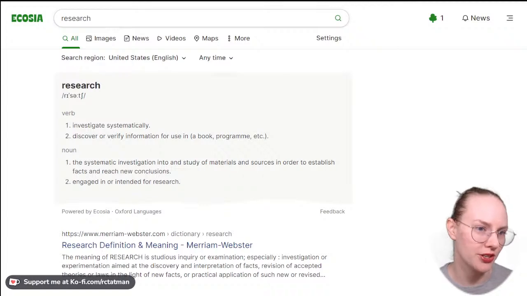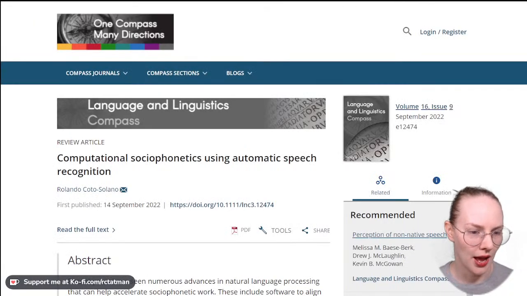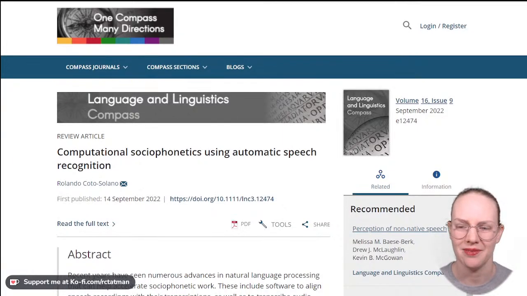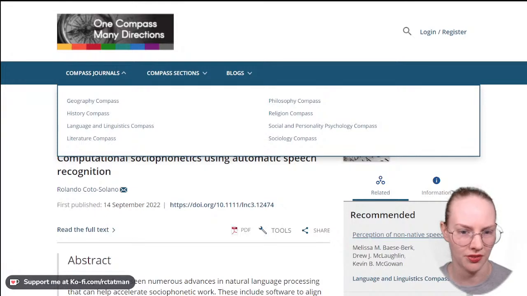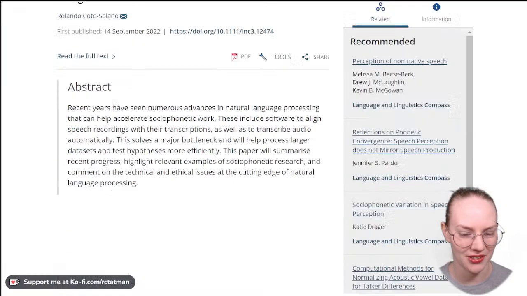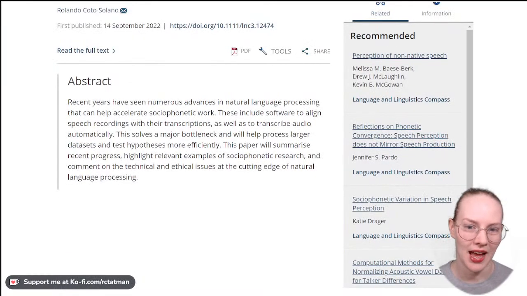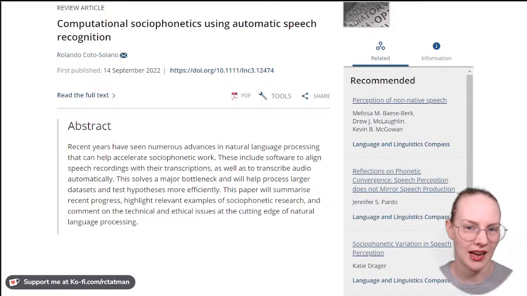Starting with research. So this first paper is from Language and Linguistics Compass, which is sort of for short review papers on the state of the field in linguistics. I believe there's a couple of Compass journals, and they're in a lot of fields that are only kind of related, so interesting. Anyway, this is a review of the use of computer tools in sociophonetic work.